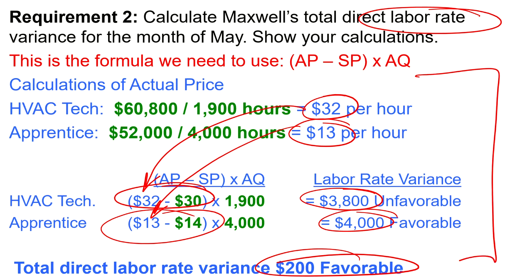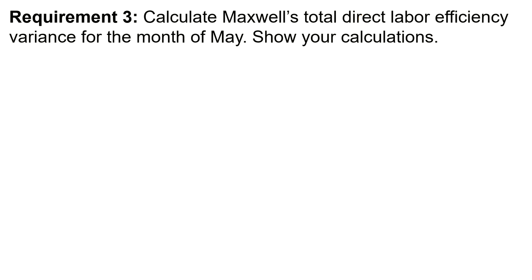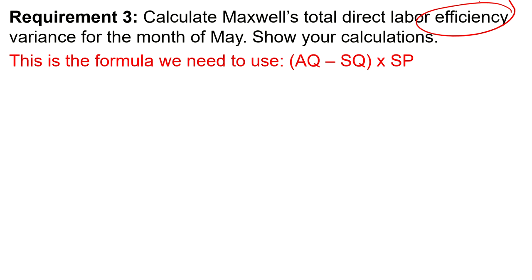Now, the third requirement is to calculate the direct labor efficiency variance. Again, the first thing we can do is identify our formula: actual quantity minus standard quantity multiplied by the standard price. A lot of this information is given to us. We're told what the actual quantity was. We're told what the standard rate, the standard price, is for each of them.